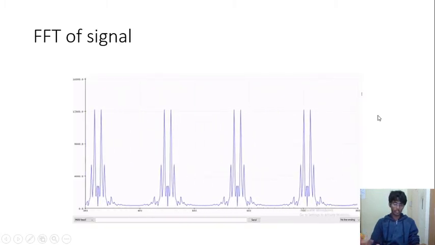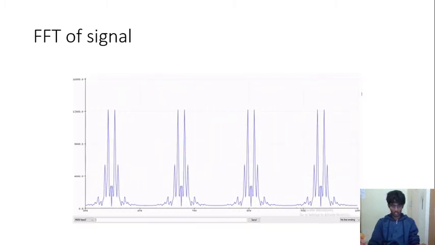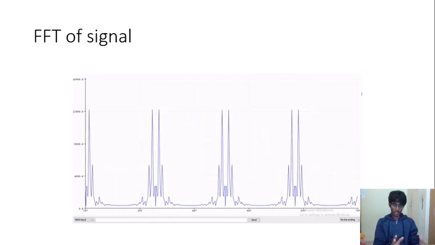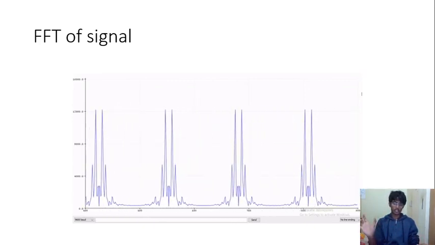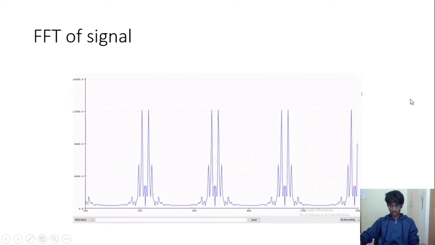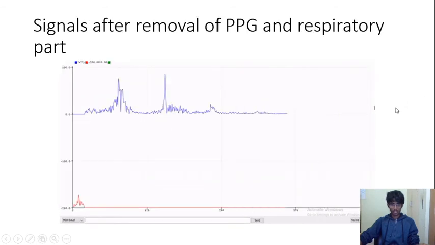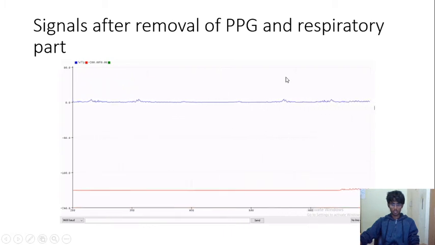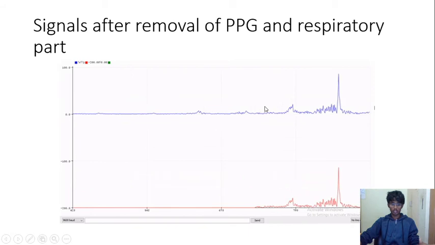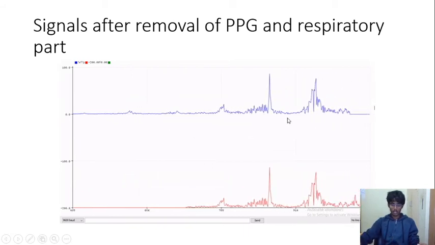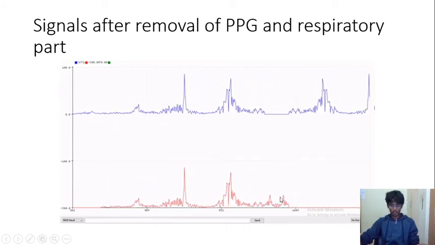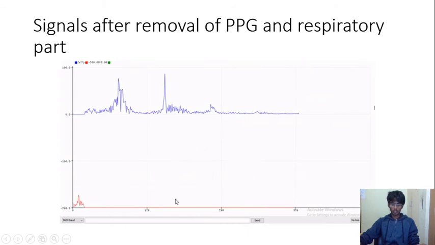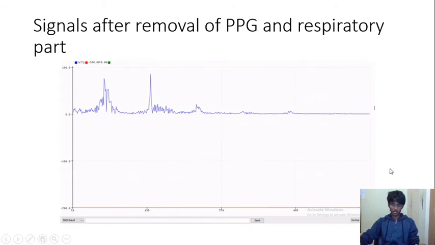This is the FFT of the complete signal. So you can see we are having peaks at the ends, and in the middle part there is this flatter portion. Now, after separating the PPG and respiratory parts, this is what we obtain. The blue one is the signal after removing the PPG part, the only respiratory part, and the red one is the signal with only the PPG part and not the respiratory part.